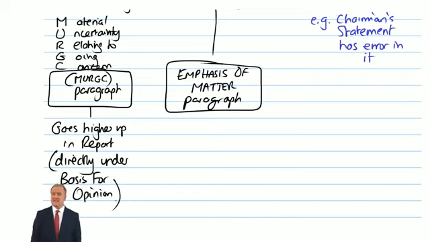Whereas the emphasis of matter and other matter must go lower than that, but exactly where they go is up to the auditor. So you don't need to know a location for those. But the MERG paragraph, if required, must go directly under the basis for opinion.